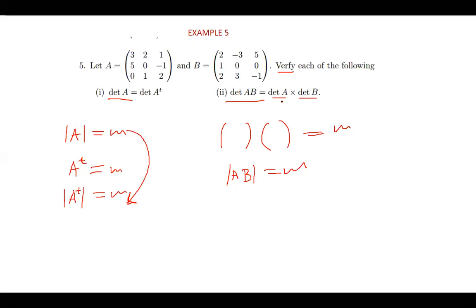So in this case, for the second part, you need to find the determinant of A separately, and then you also find the determinant of B separately. And then multiply the determinant of A and the determinant of B. When you multiply these two, you are supposed to get the determinant of AB.